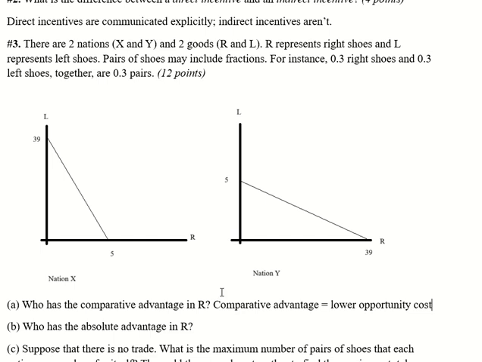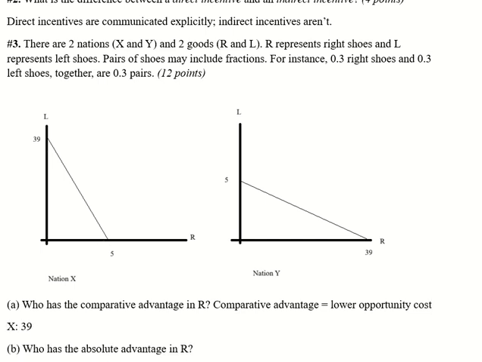We can see for nation X, they have to give up 39L if they're going to make 5R. So you want to find the cost of just 1R. That would be divide both sides by 5. You get 39 over 5. That's the cost of 1R. So that's about 8 left shoes equal 1 right shoe.